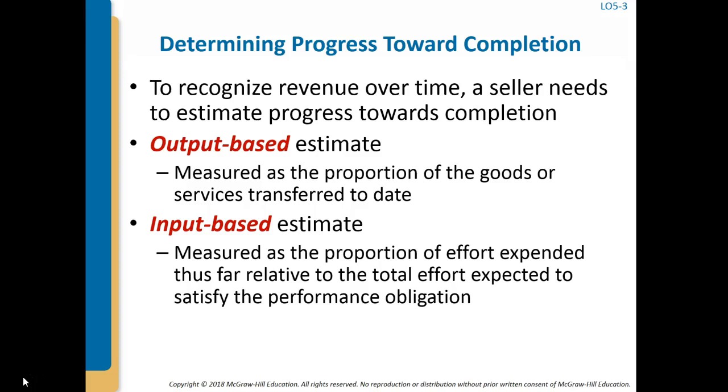On the other hand, input-based estimates of progress toward completion measure the proportion of effort expended so far relative to the total effort expected to be expended in order to satisfy the performance obligation. A common input-based method is called the cost-to-cost ratio, which compares the cost incurred to date to the estimated total cost expected to be incurred.